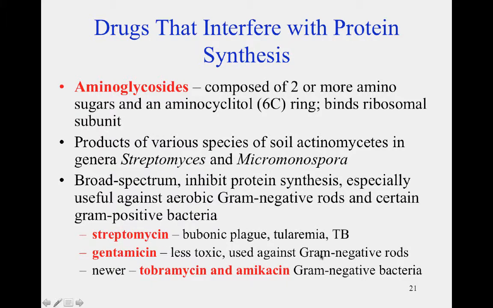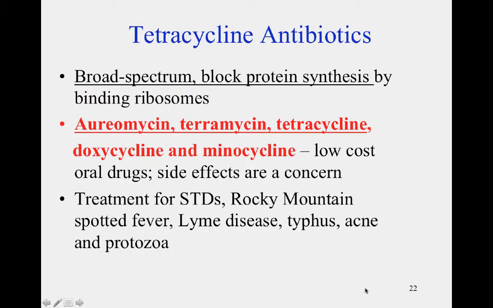Gentamicin can be used against gram-negative rods, and some of the newer ones, tobramycin and also amikacin, can be used against gram-negative bacteria. Now for tetracycline, these are also broad spectrum.